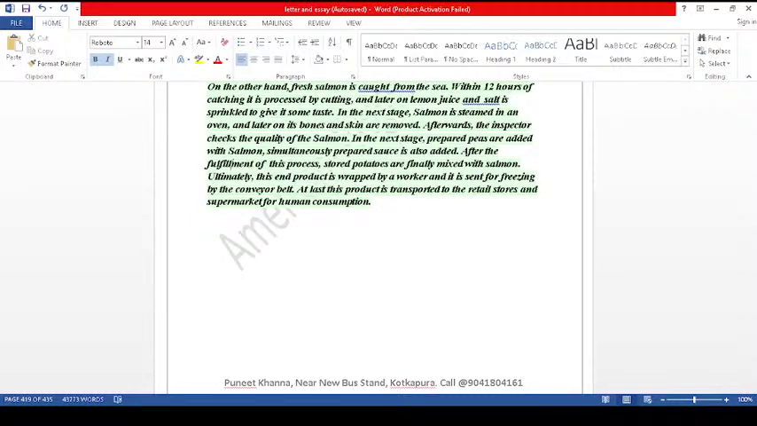Okay, after the fulfillment of this process, stored potatoes are finally mixed with salmon. Ultimately, this end product is wrapped by a worker and it is sent for freezing by the conveyor belt. At last, this product is transported to the retail stores and global market for human consumption. So this is your topic. So I hope you people all have enjoyed this topic. Thank you everybody for all this.